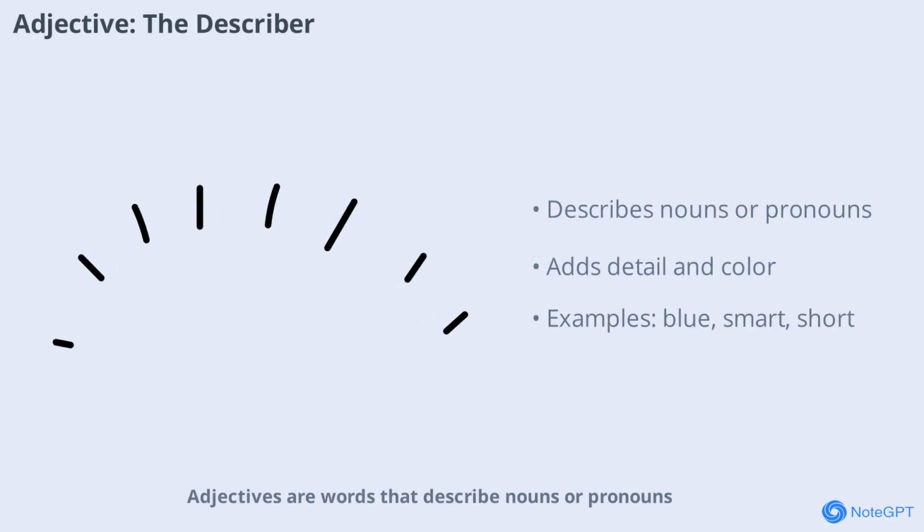Adjectives are words that describe nouns or pronouns, adding extra details like size, color, or quantity. For example, in the phrase "professional banner," professional is an adjective describing the banner. Other adjectives include blue, digital, short, and smart. Adjectives help paint a clearer picture, making your sentences more interesting and specific.